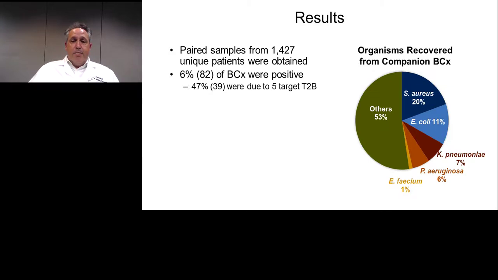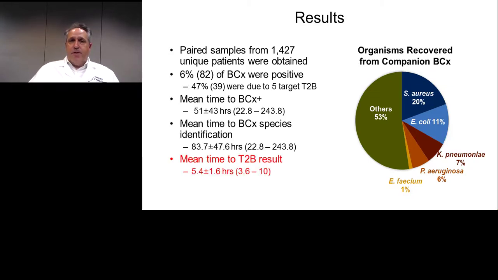The mean time to blood culture positivity was 51 plus or minus 43 hours. The mean time to blood culture species identification was 84 hours plus or minus 47 hours, compared to mean time to T2 bacterial result, including species identification, of 5.4 plus or minus 1.6 hours. So significantly shorter time to diagnosis.